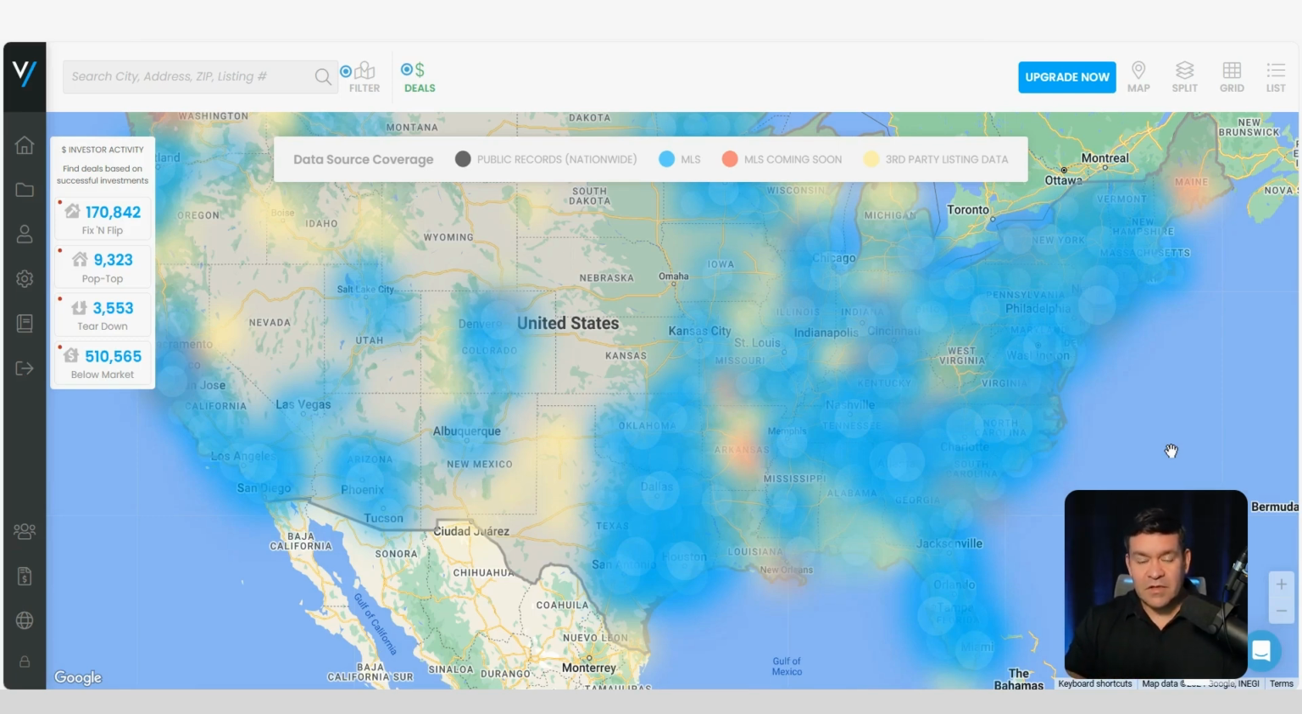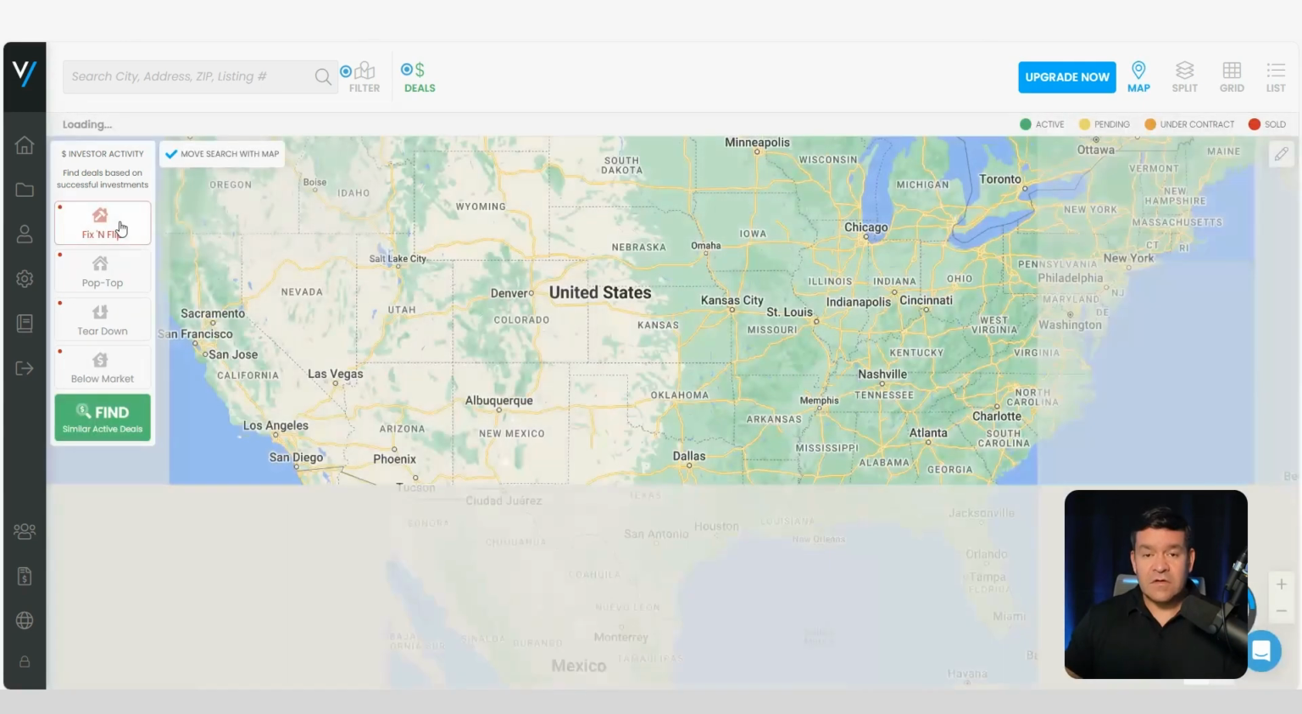And we've built some really easy filters for you to find those areas over here on the left where it says investor activity. If I click the one that says fix and flip, that's going to show us where all the fix and flips that have happened in the last 12 months are located.